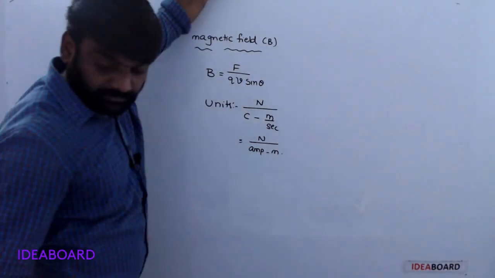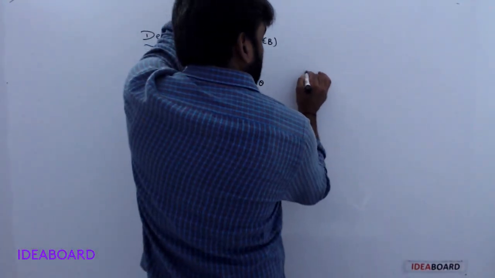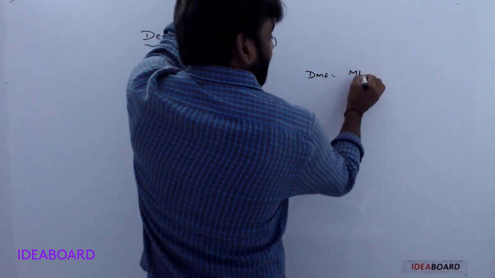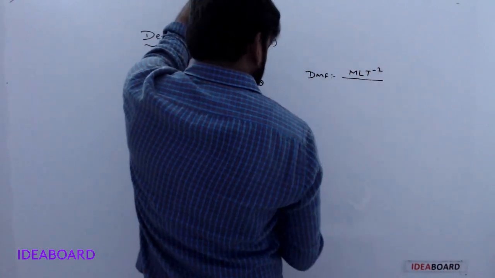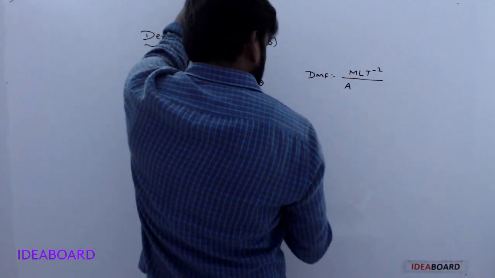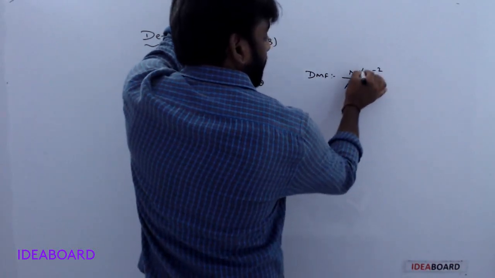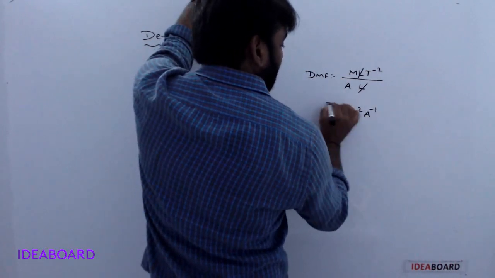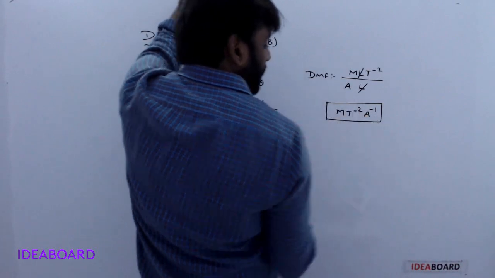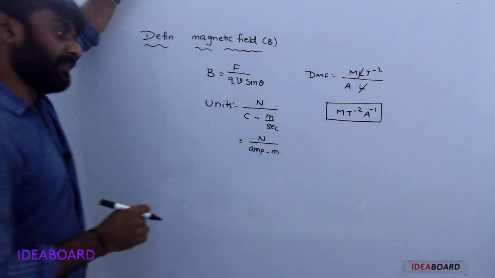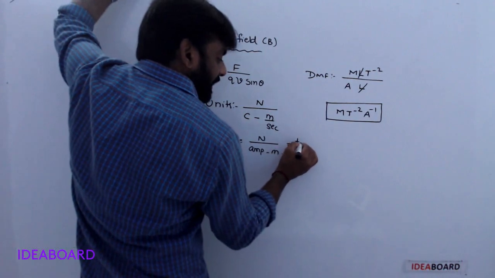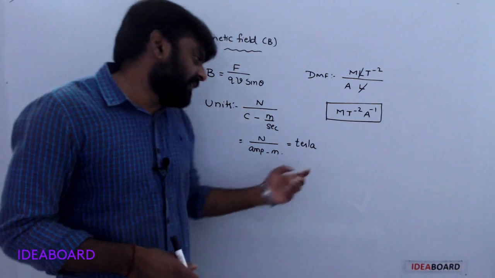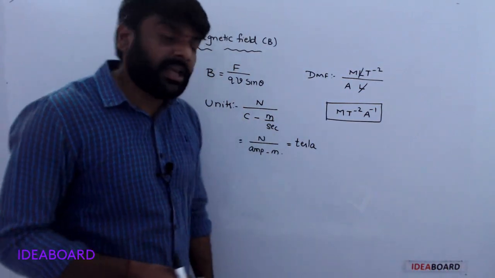Dimensional formula. You know Newton is M L T to the power of minus 2, force; ampere A, meter L. Here L cancels. M T to the power of minus 2 A to the power of minus 1. Here A represents the ampere. Simply it is Tesla. Tesla is a very, very large unit.